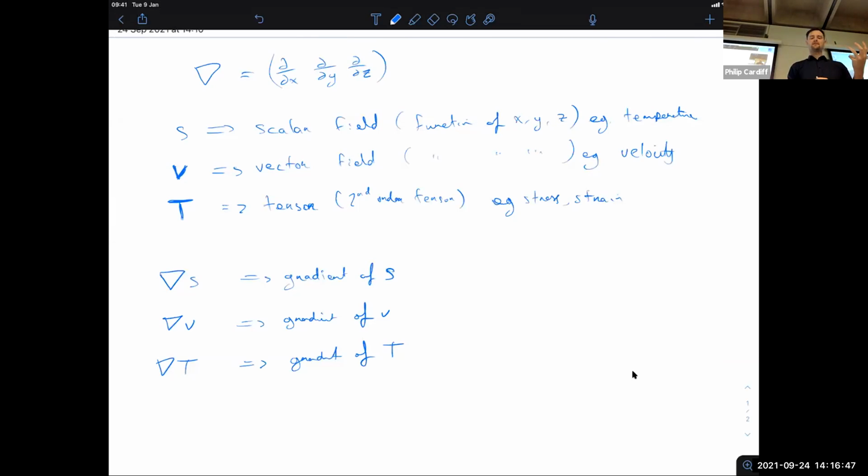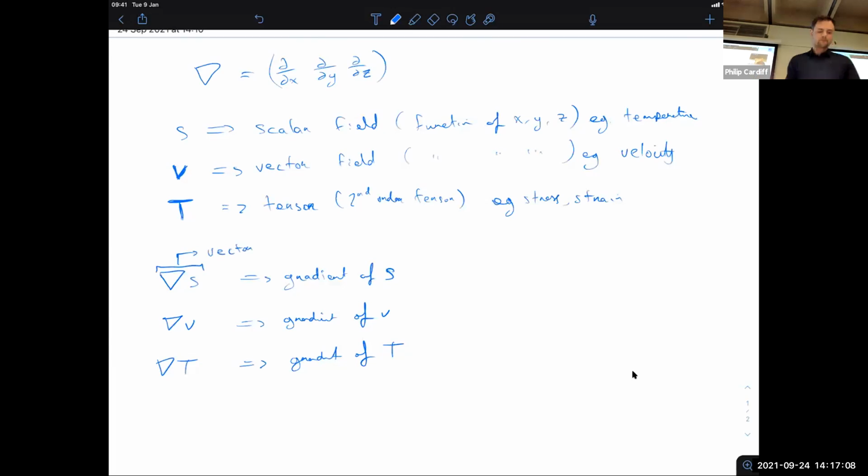So we can see if we have a scalar and we take the gradient of a scalar, that gives us 3 numbers. So if you have a scalar, which is 1 component, you take the gradient, you get 3 components. So this thing is a vector.